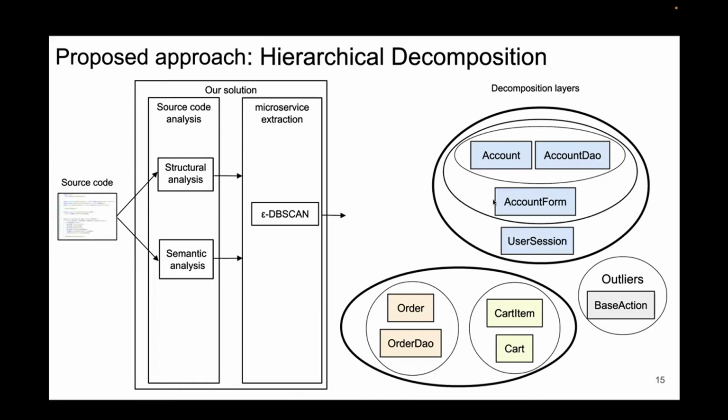So for example, the initial layer grouped together the classes account and account DAO, then it added account form in a subsequent layer, and in the final layer it added user session despite having small interactions between them. On the other hand, in the initial layer, the microservices order and cart were created and then were joined together in the final layer because they interacted together at some point. And finally, we have base action as an outlier.